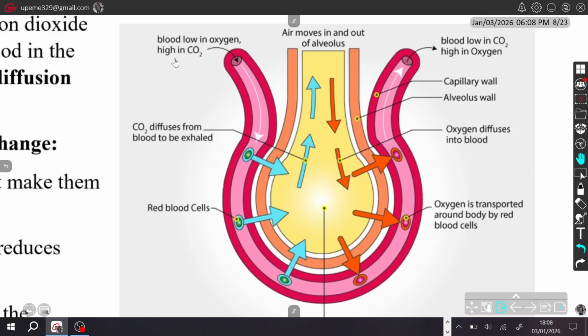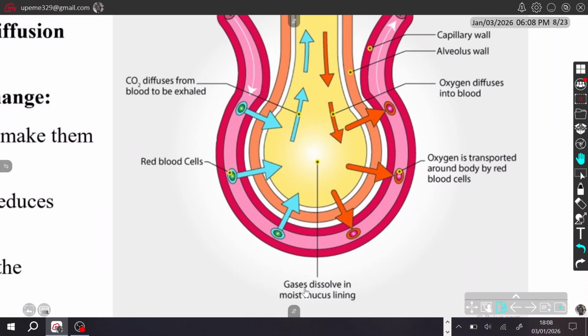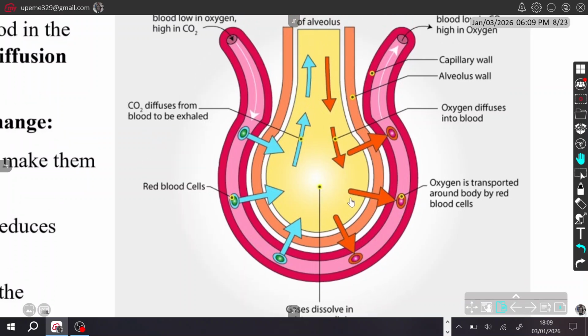That's why blood low in oxygen comes from the heart here. Then carbon dioxide diffuses from the blood to be exhaled. Okay, so red blood cells, that's how they look. Then gases diffuse in moist mucus. So as gases come, they will diffuse in moist mucus there. Now oxygen diffuses into the blood. So here you see oxygen is transported around the body by red blood cells. As oxygen enters, it has to join the red blood cells.